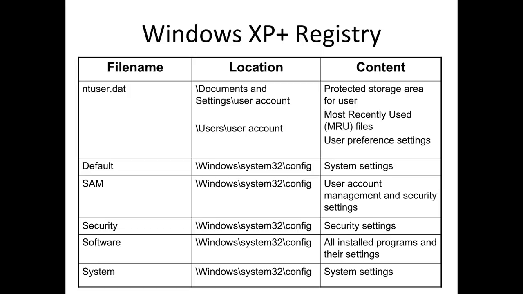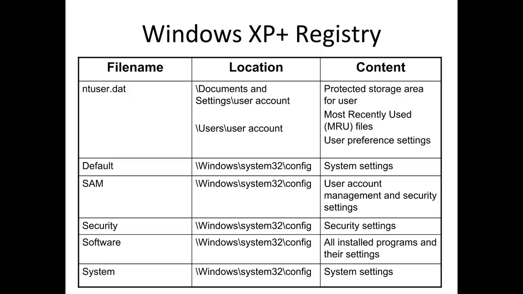We then have a default hive, and the rest of these, the SAM, security, software and system hives, are all stored in root Windows System32 config, so you can extract them from there. Your default hive contains system settings, your security account manager, so your SAM hive contains user account management security settings. Your security hive contains other security settings associated with the system. Software hive contains all the installed programs and their settings, and the system hive contains system settings.